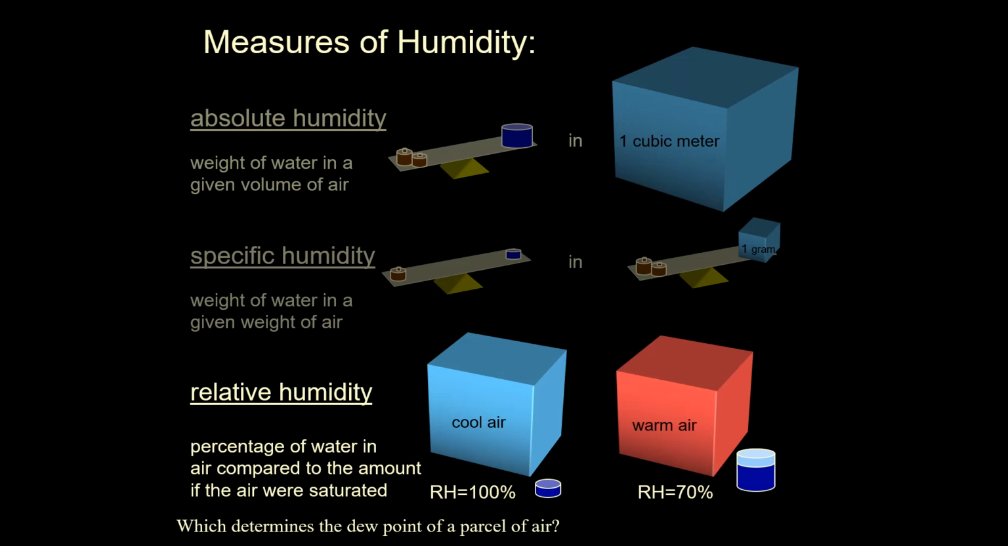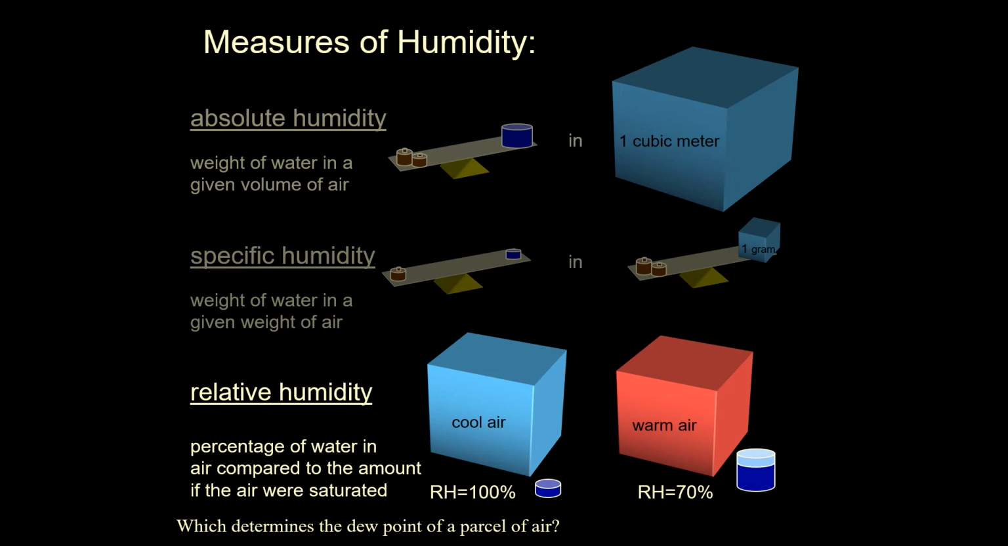The first one, the absolute humidity. So what is absolute humidity? It says the weight of the water in a given volume of air. That means the absolute humidity is the mass of the water content divided by the volume of air. The absolute humidity is the ratio between mass and volume. So you have to remember that.